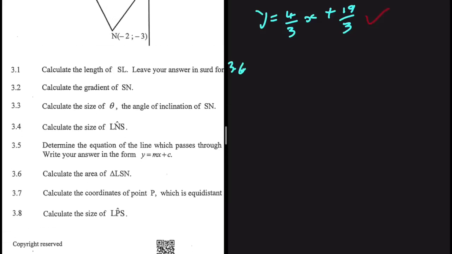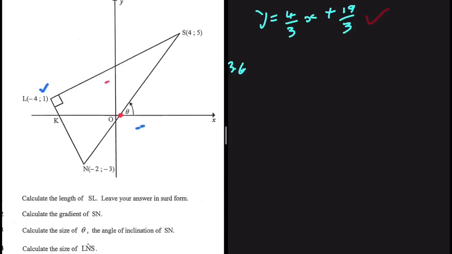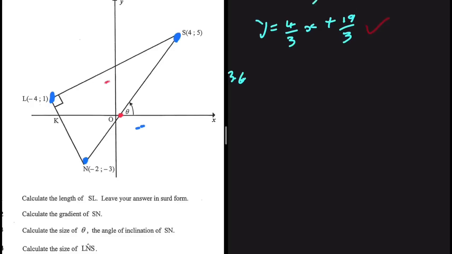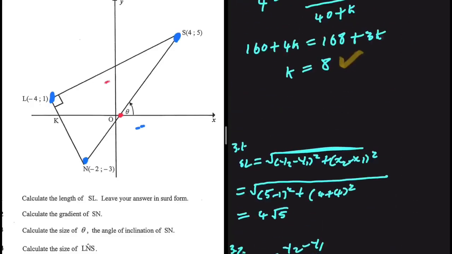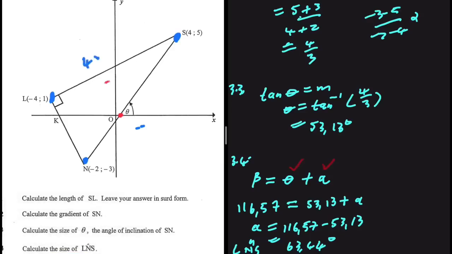3.6. We want to find the area of triangle LSN. Okay, let me see how I can do that. So we have LSN. I calculated the length of SL in 3.1. So I have SL. SL is equal to 4 square root of 5. Here I have an angle of 90 degrees.